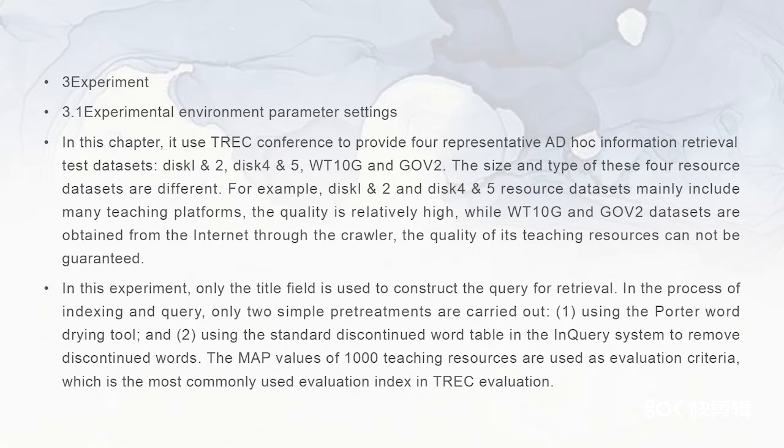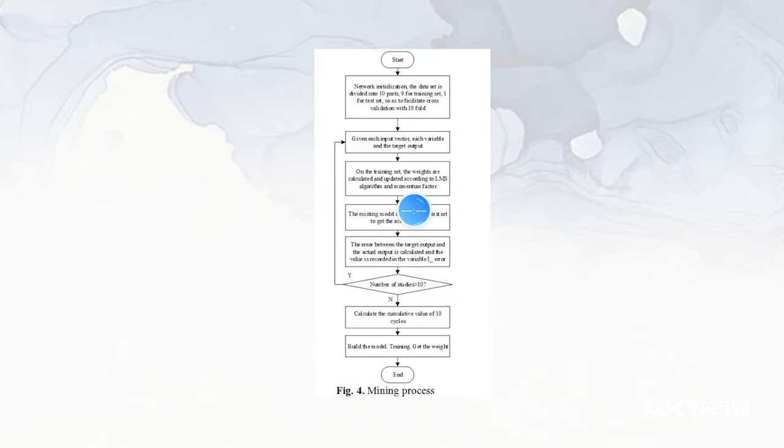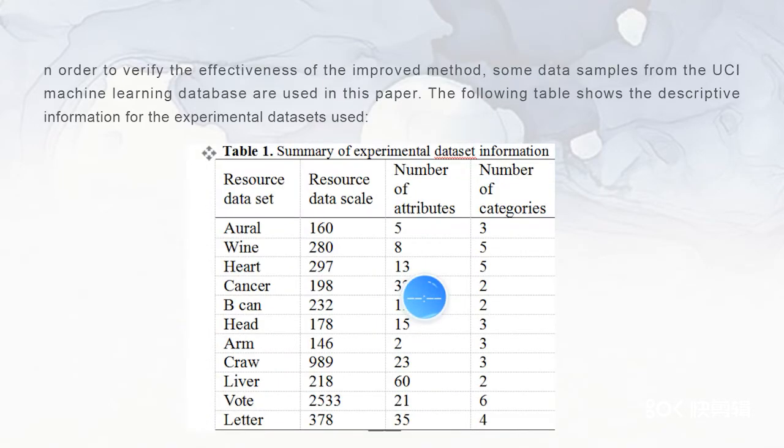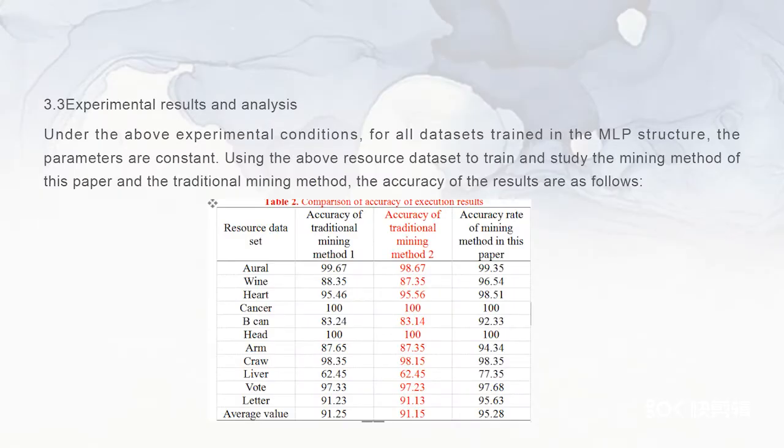Experimental environment and settings. In this chapter, it uses a TIEC reference to provide four training and test data sets. Two, experimental training. We can look at this picture. In order to verify the influence of the experimental factors, some data can tell us. Experimental results and the analysis on the above picture are as follows.